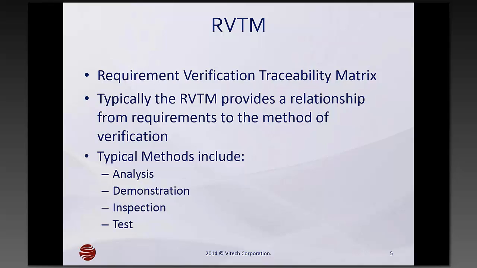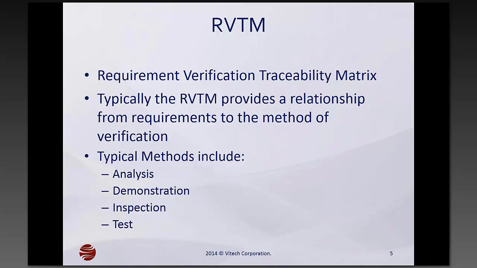Typically, a requirement verification traceability matrix shows us the requirements that we have in the system and dictates a method of verification. Those methods include things like analysis, demonstration, inspection, and test. Every place I've ever worked on a systems design, we always had analysis, demonstration, inspection, and test. You may have some other additional methods in your organization, but just about everybody uses analysis, demonstration, inspection, and test.